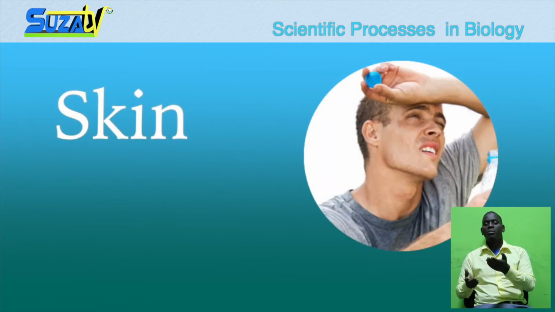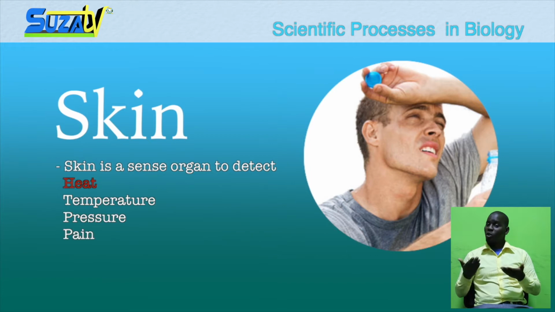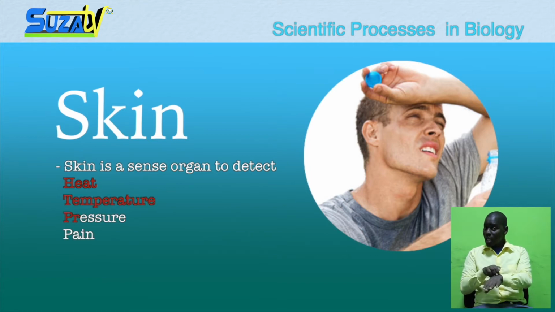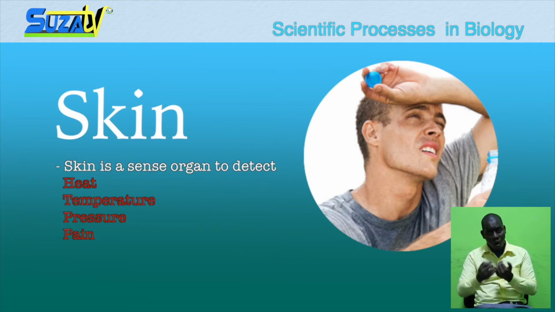Skin. We can use the skin as a sense organ to detect heat, temperature, pressure, and even pain. For example, during a hot day you feel hot, while during cold days you feel cold. Even if you close your eyes and someone rubs your skin using a block of ice, you can simply tell it by feeling the coldness it imparts to the surface of your skin.